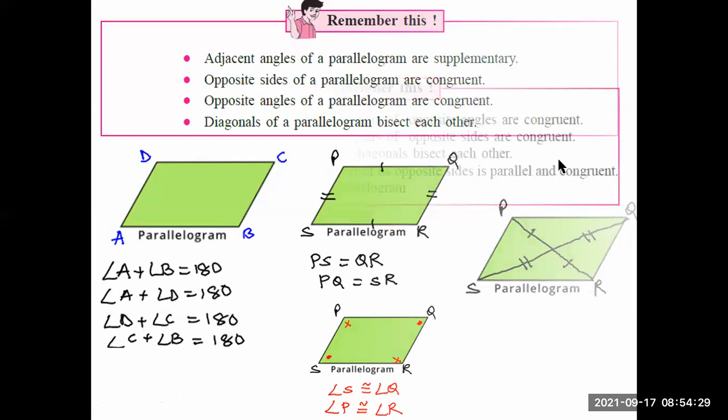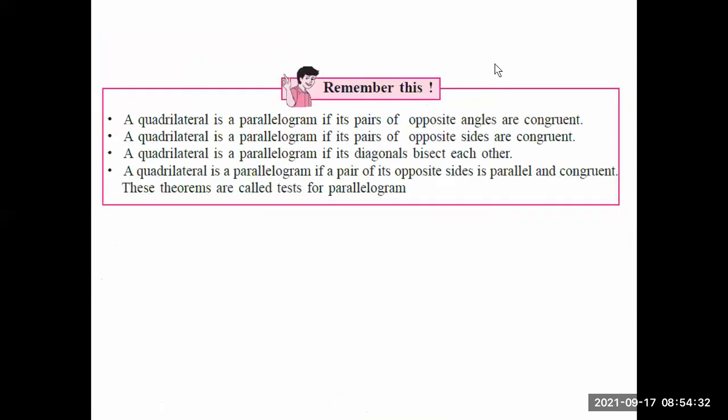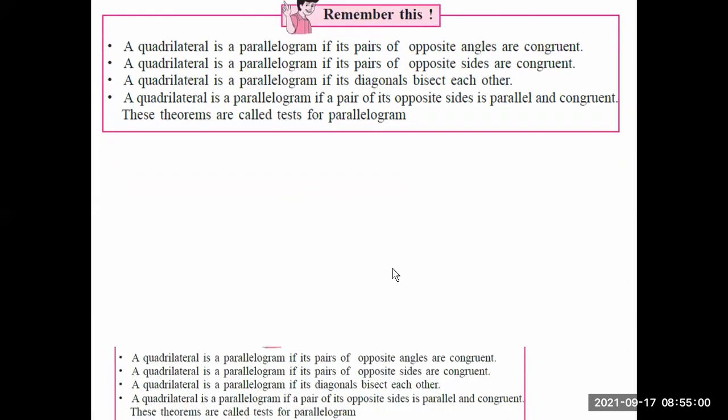All right. We move on to the next topic that we did yesterday. Yesterday we saw how to identify if a given quadrilateral is a parallelogram, how to prove that if we are given any quadrilateral, it is a parallelogram. So we had these four properties. Using any one of these four properties, we can prove that a given quadrilateral is a parallelogram. Okay, so how do we do that?